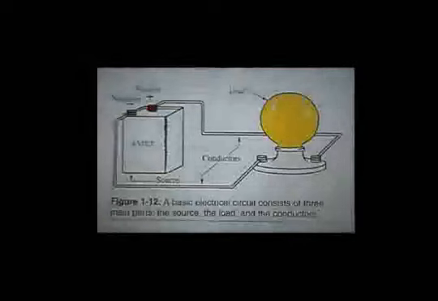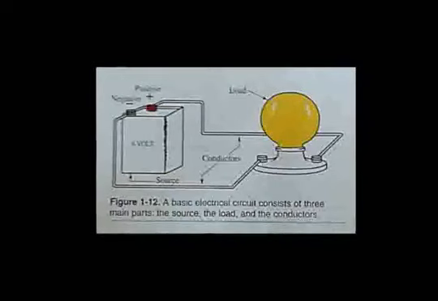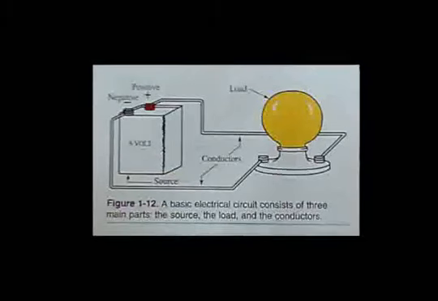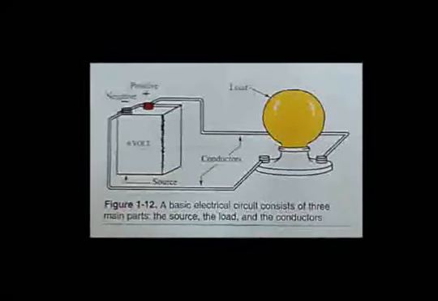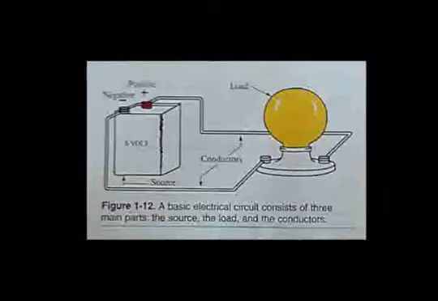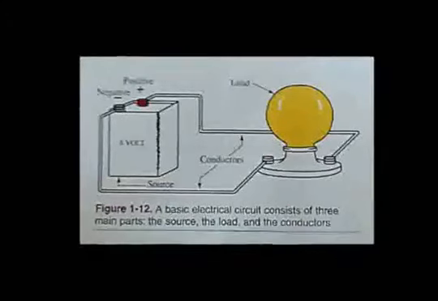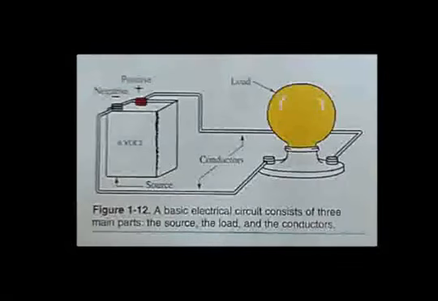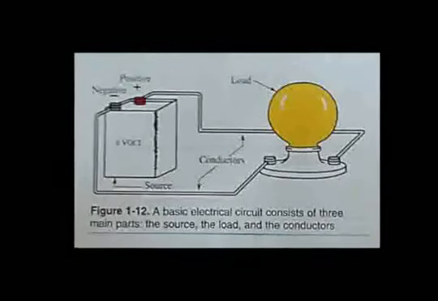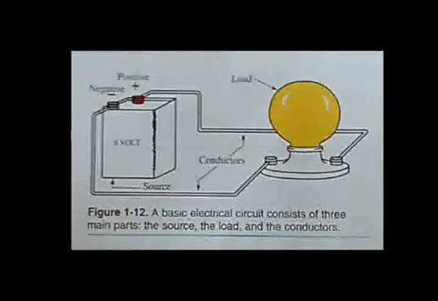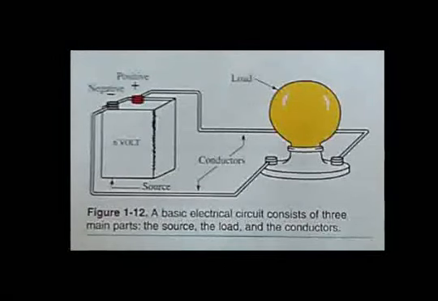Basic electrical circuit. A basic electrical circuit consists of three main parts: a voltage source, a load, and conductors. In figure 1-12, a basic circuit is illustrated. This circuit consists of a battery as the source of electrical energy, a lamp as the electrical load, and two wires as the conductors connecting the battery to the lamp.